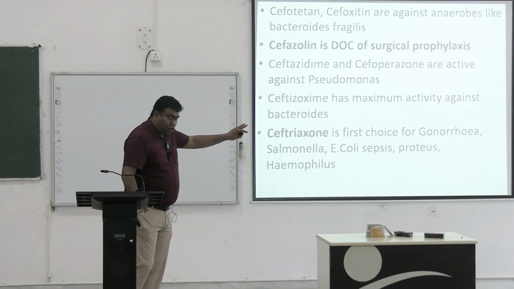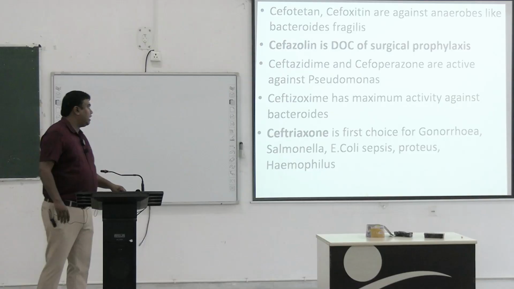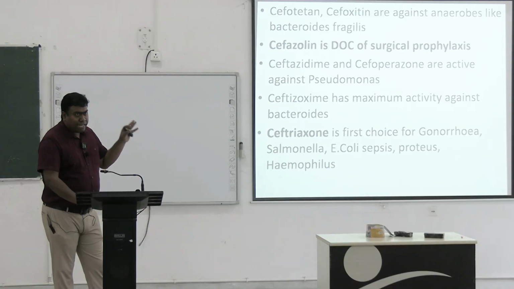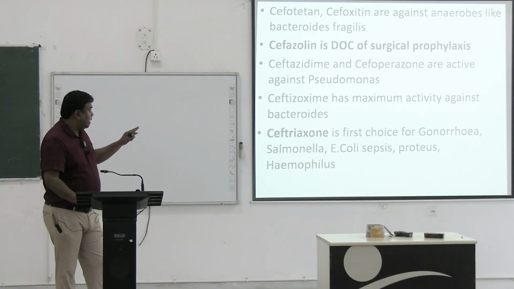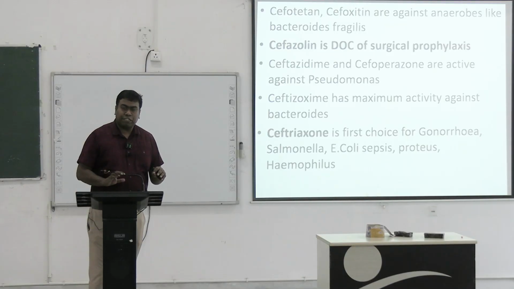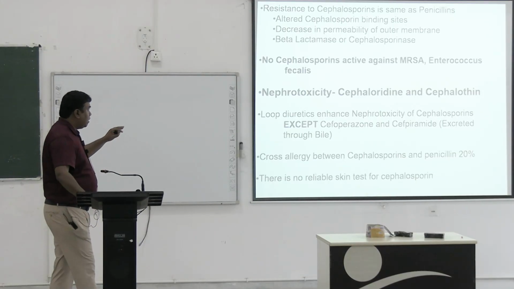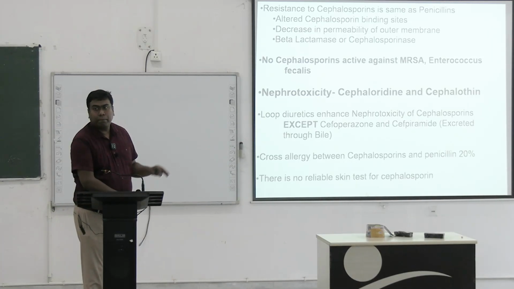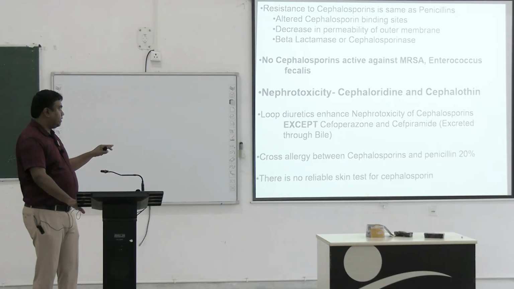Ceftriaxone is first choice for gonorrhea, salmonella, E. coli, proteus and haemophilus, whereas cefoxitin is best against bacteroides. Bacteroides is an anaerobic bacteria. Here also not ceftriaxone. Cefoxitin has the best bacteroides coverage among all cephalosporins. No cephalosporin is active against MRSA, methicillin-resistant Staphylococcus aureus, or Enterococcus faecalis.